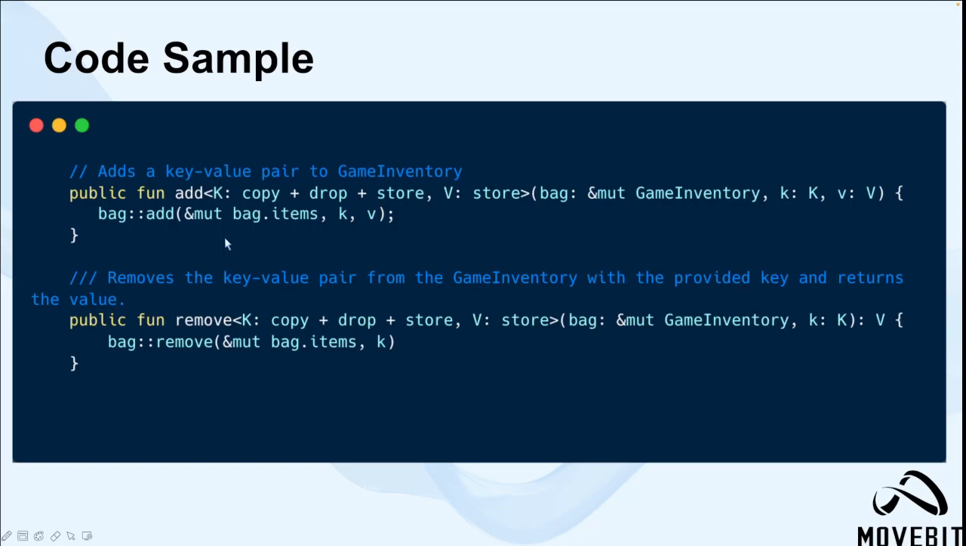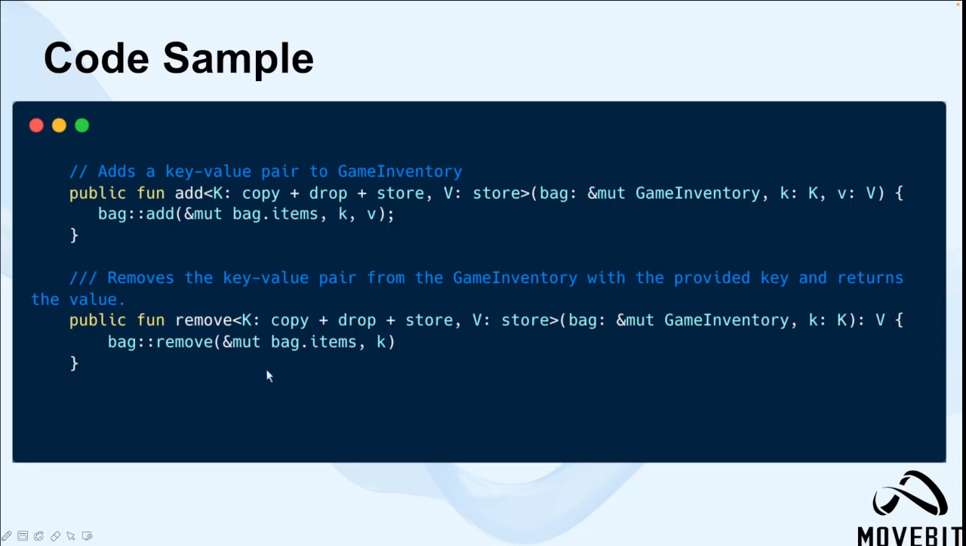For the remove function, it takes a mutable reference to the game inventory object, also the key of the generic type K. And this function returns a value of the generic type V. So this will also call a bag remove function, passing a mutable bag here and also the key. This function removes the key-value pair from the game inventory and returns the value associated with the key.